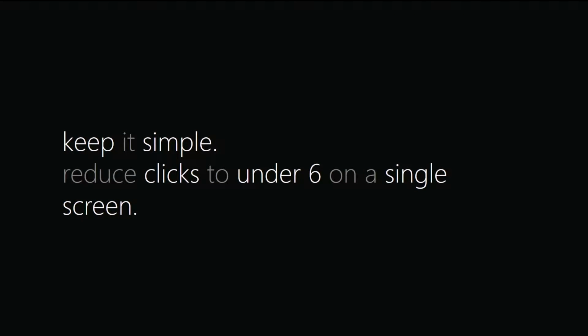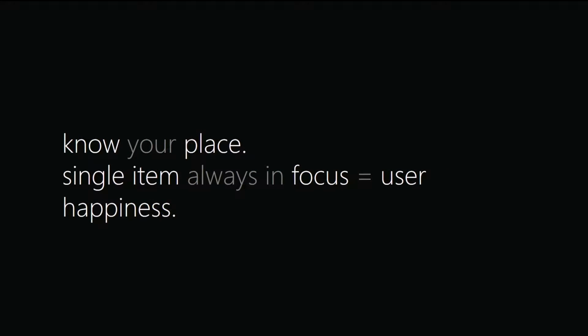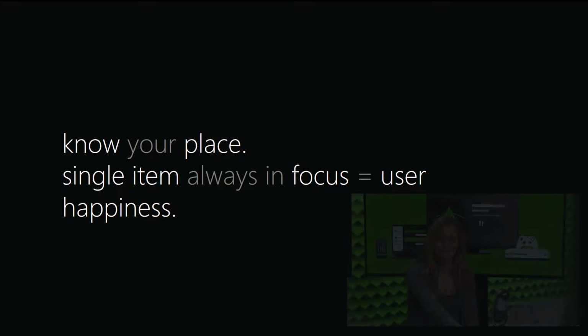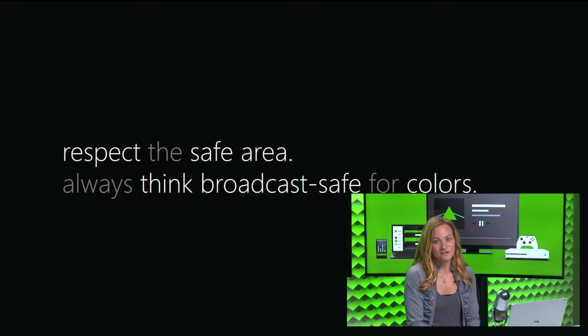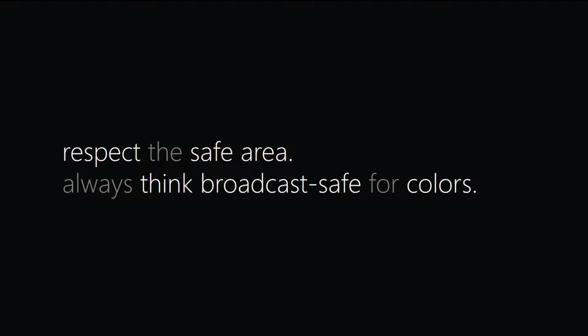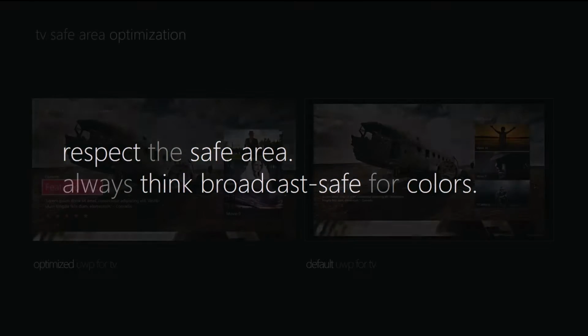Another one is keep it simple. Reduce it down to under 6 items when you're on a single screen. That just helps with navigation, the tax on the user, and anything else of that sort. Another one is know your place. Make sure you always have a focused rectangle present through the experience. Once again, context is everything, and if I land on a page, it's great to know where I'm at when I first start, as well as when I'm moving through the experience. And then, of course, respect the safe area and always think about broadcast safe colors. That is key in the experience as well.